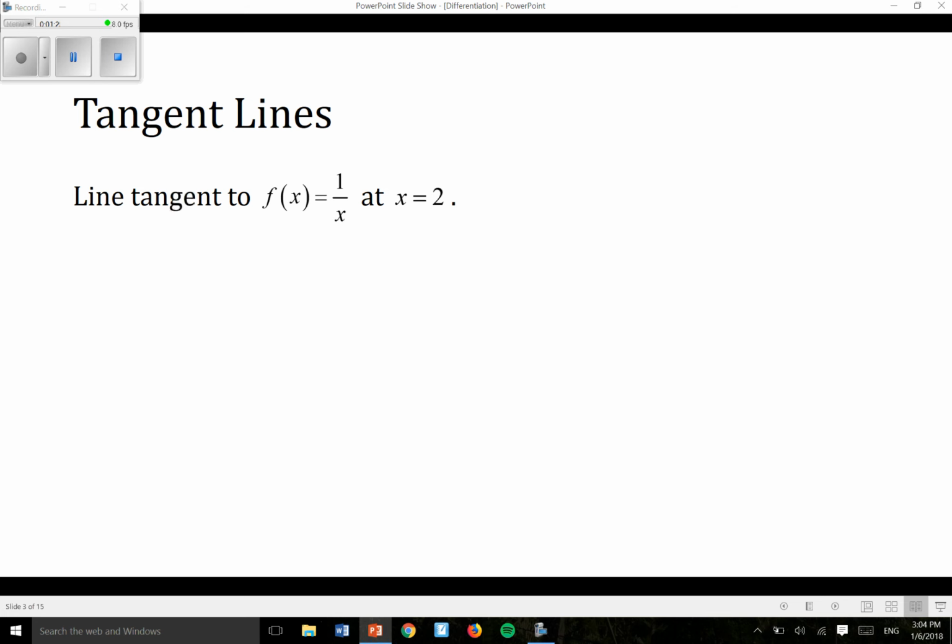I hope that if you've learned nothing in this class, you remember that a tangent line, oh wait, my smartboard is not plugged in.